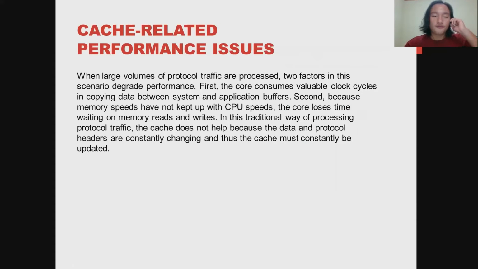The cache-related performance issue. When a large volume of protocol traffic is processed, two factors in this scenario degrade performance. First, the core consumes valuable clock cycles copying data between system and application buffers. Second, because memory speed has not kept up with CPU speed, the core loses time waiting on memory reads and writes. In this traditional way of processing protocol traffic, the cache does not help because the data and protocol headers are constantly changing, and thus the cache must constantly be updated.